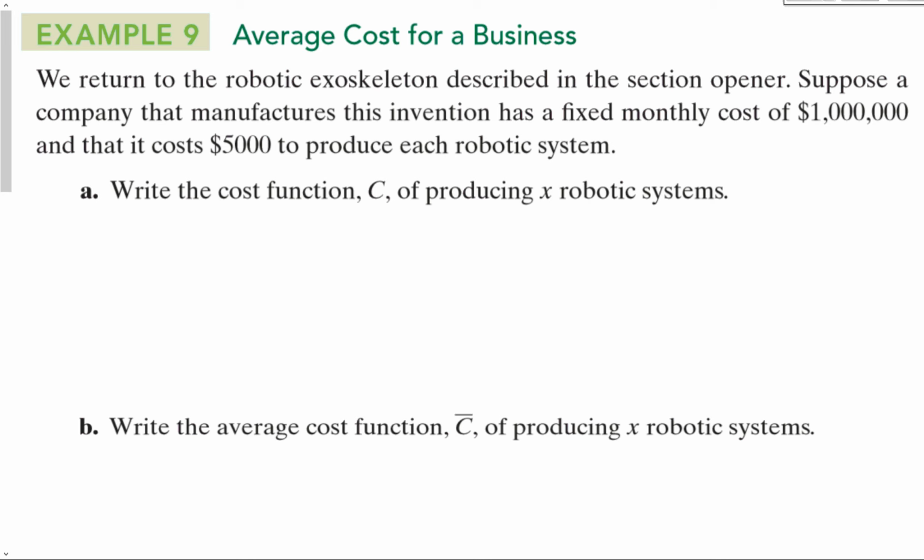We didn't go over the opener, but if you make a robotic exoskeleton, suppose a company that manufactures this invention has a fixed monthly cost of $1 million and that it costs $5,000 to produce each robotic system. So write a cost function of producing x robotic systems. C of x would be equal to the fixed cost, $1 million, plus 5,000x. That's it.